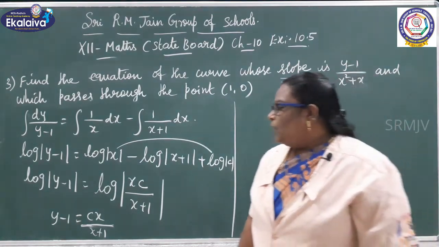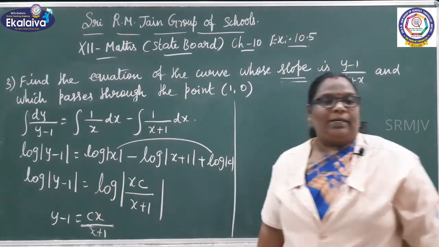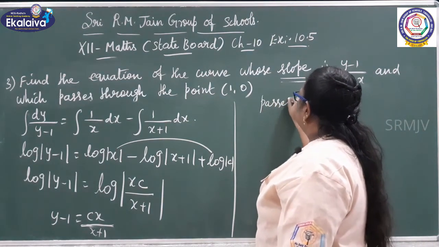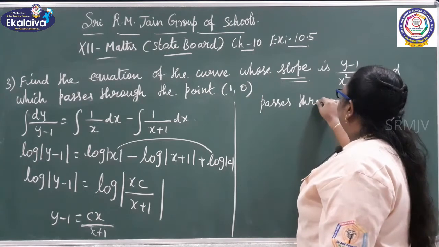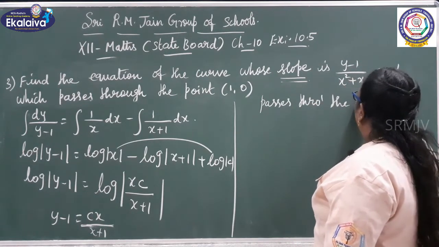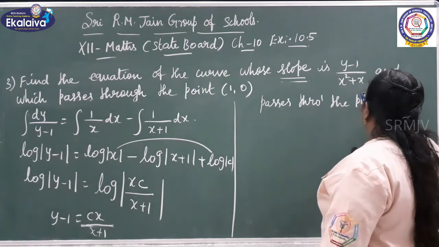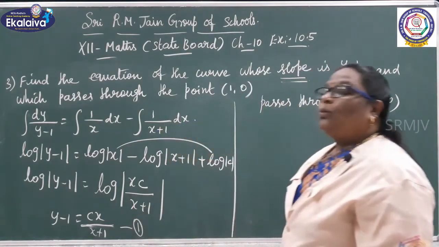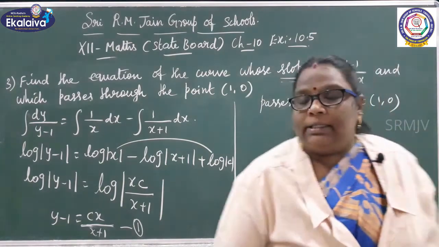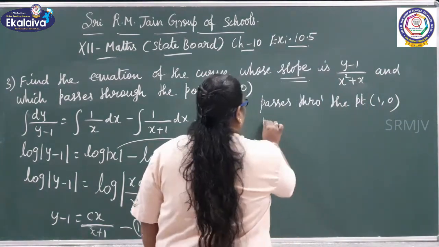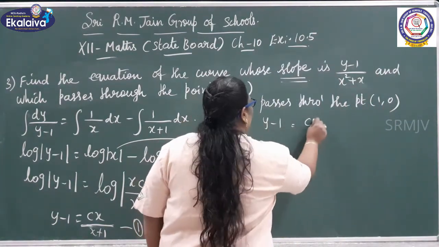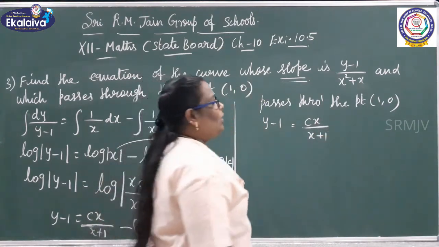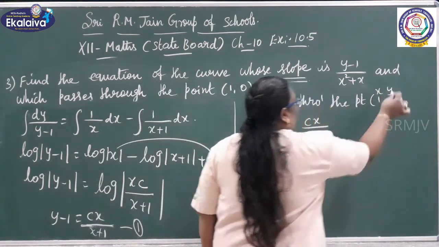See, y minus 1 equal to cx by x plus 1 passes through the point (1, 0). You can substitute in equation 1 and get the value of c. See here, y minus 1 equal to cx by x plus 1. This is the value of x and y.